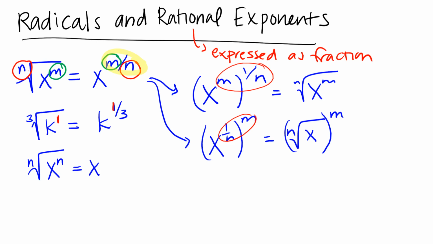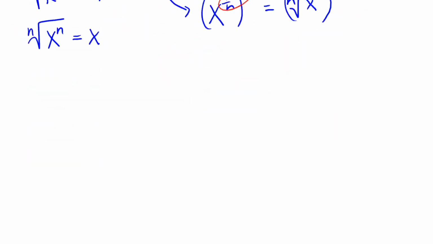So why does all this matter? It matters because we're going to use this to simplify things. Basically, if something is given to us in rational exponent form, it would probably be a lot easier for us to deal with if we looked at it in radical form. And it's possible that it works in the other direction as well. So here's some examples.